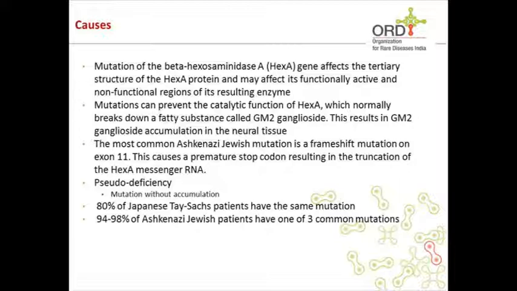Referring back to founders' mutations, the best examples are within the Japanese and Ashkenazi Jewish populations. 80% of Japanese patients have one specific mutation. 94 to 98% of Ashkenazi Jewish patients have one of 3 mutations. These mutations are the population's founders' mutations. There is also a mutation that looks like Tay Sachs disease but causes none of the health issues. This is called pseudodeficiency. This mutation cannot be predicted by any test.